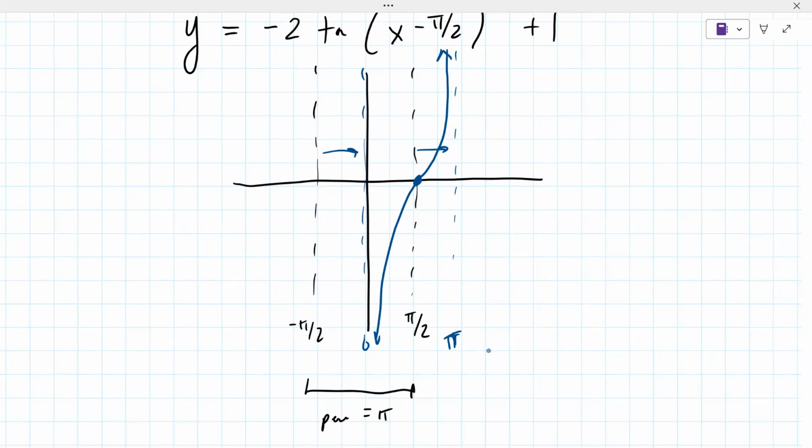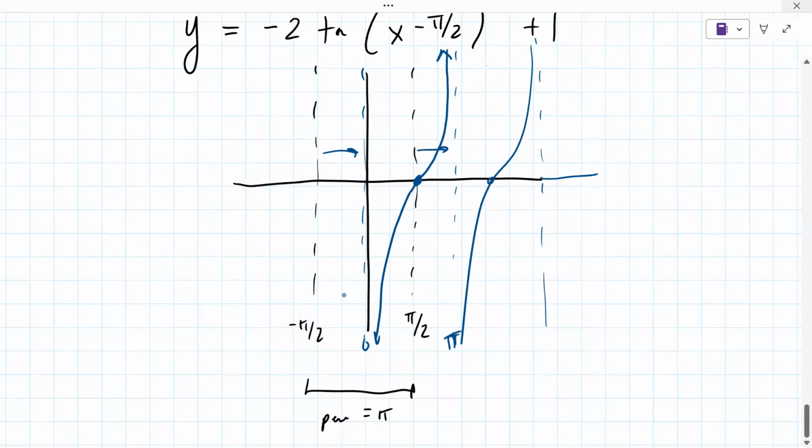Is that okay, how I came up with that? The phase shift moves the original one to the right, pi over 2. Normally it's between minus pi over 2 and pi over 2. The phase shift shifts everything right. And then if you had another one, you would similarly have something that looks like that.